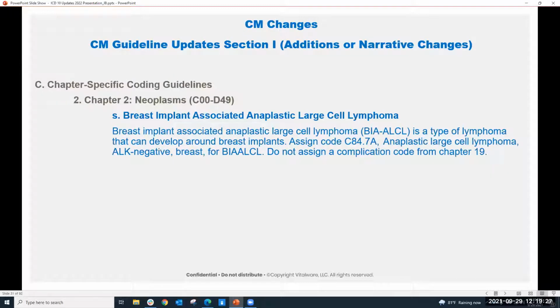Next slide, we've covered this already, but this is the breast implant associated anaplastic large cell lymphoma. And they're just saying that you should not assign a complication code from chapter 19 for this.